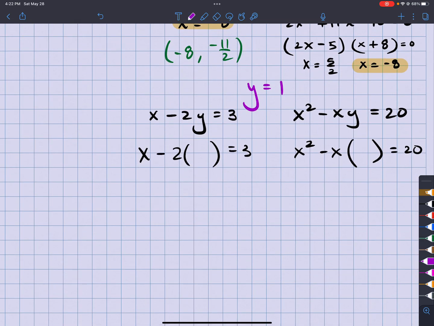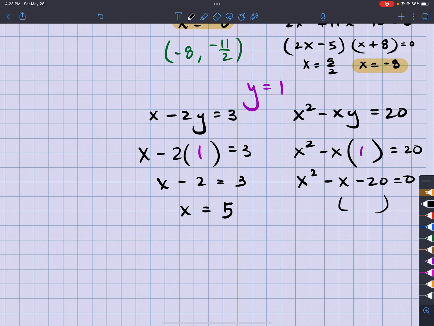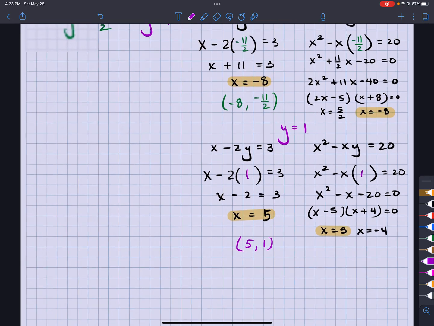And then over here with the 1, right, I'm going to have x minus 2 equals 3, so x is going to equal 5. Good catch, right? And then over here, I'm going to also get, again, x squared minus x minus 20 is equal to 0. That I can factor as well as x minus 5 and x plus 4. So I'm going to get x equals 5 and x equals negative 4. So again, I only get this to agree with this. So with my purple 1, I'm going to have 5 comma 1. So those are the only points that agree.